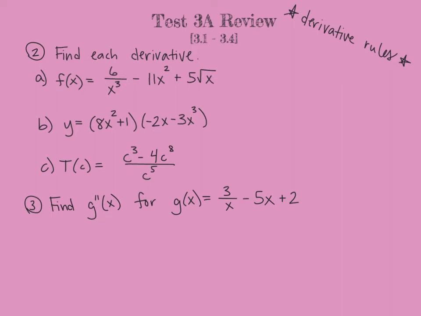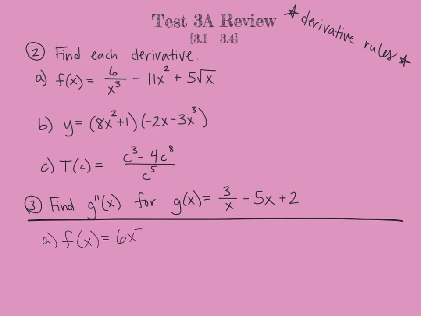In problem number 2, we want to find each derivative. And I'm going to just rewrite part A down here at the bottom. I'm going to rewrite 6 over x cubed as 6x to the negative third. So it looks like a power. Then this term looks like a power already, and then this is 5x to the 1/2 because a square root is a 1/2 power. That allows us to find the derivative much simpler using the power rule for each term.